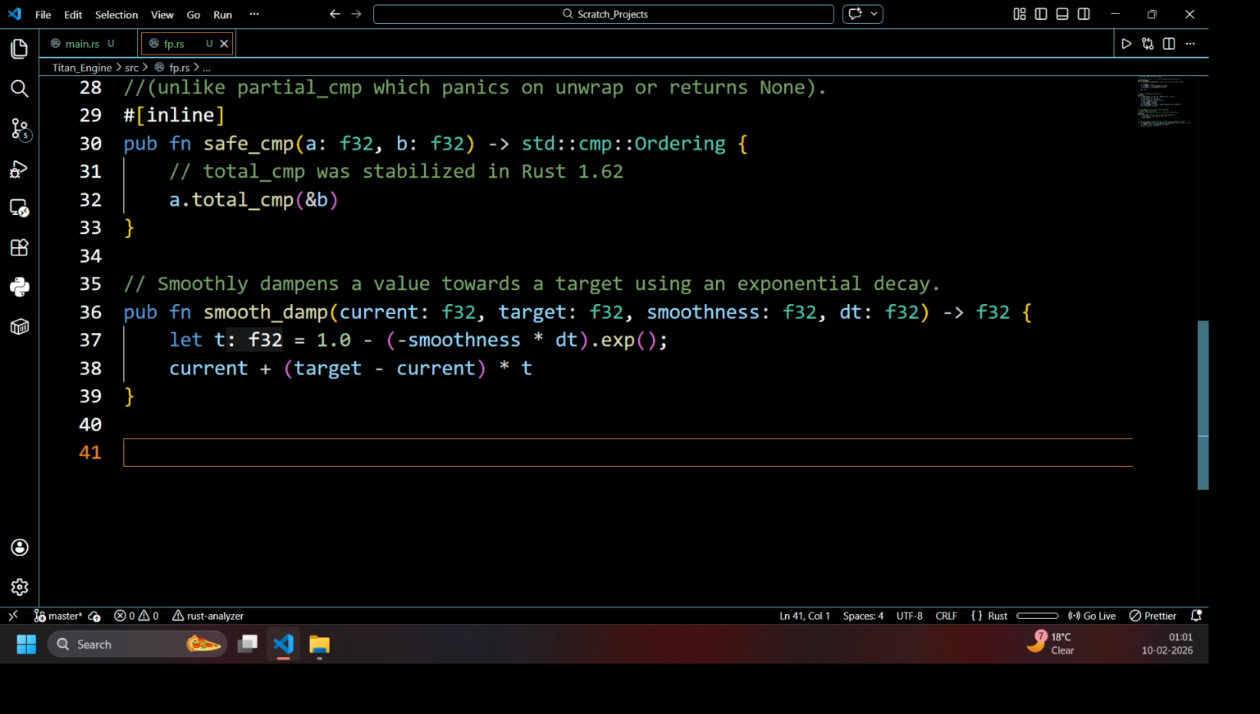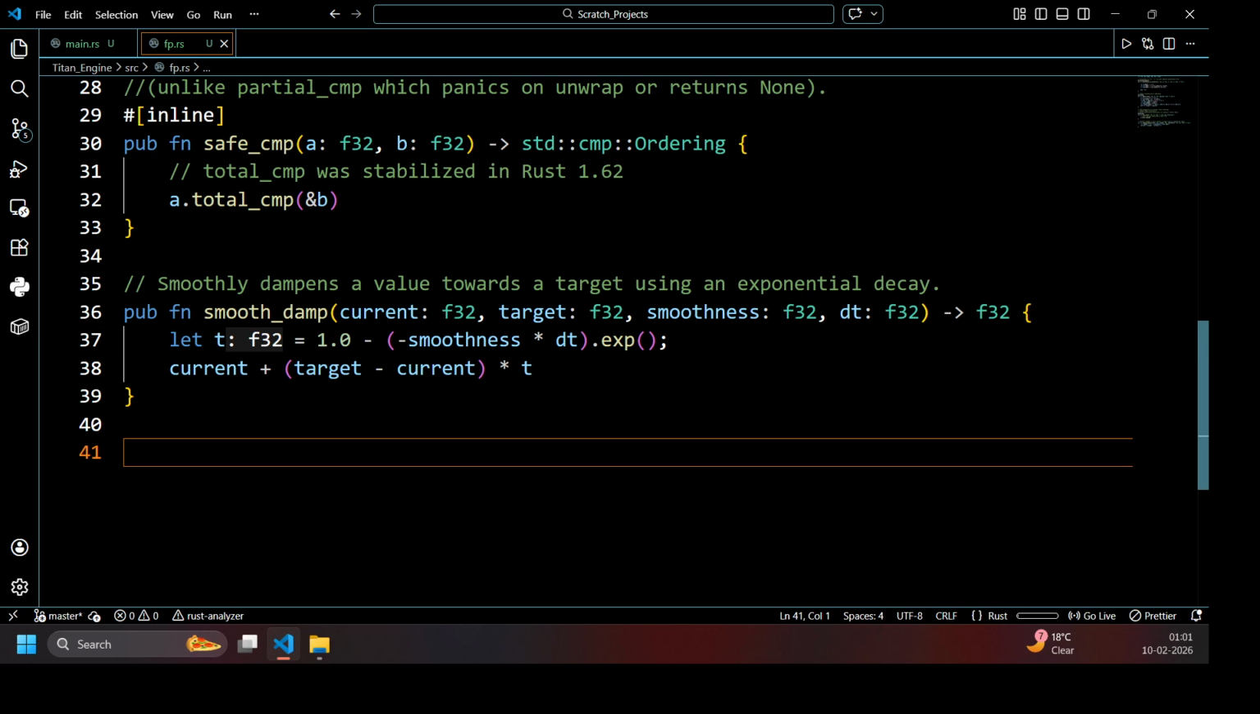So the final line is just applying this calculated factor: current + (target - current) * t. Which is a standard linear interpolation, or LERP, but our interpolation factor is now dynamically and correctly calculated based on real time, not frame counts. I love it. It's a utility that solves a very real visual problem with pure, elegant math. It's the bridge between the logic engine and the user's eyeball.